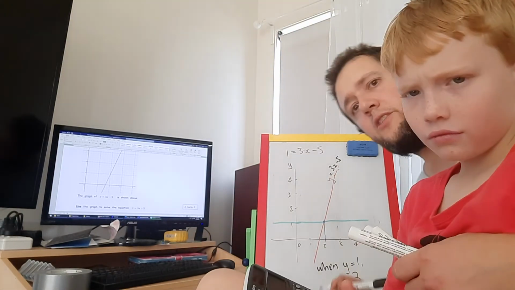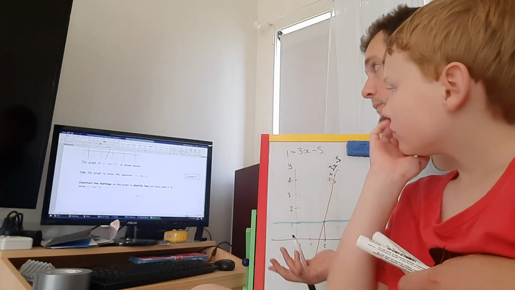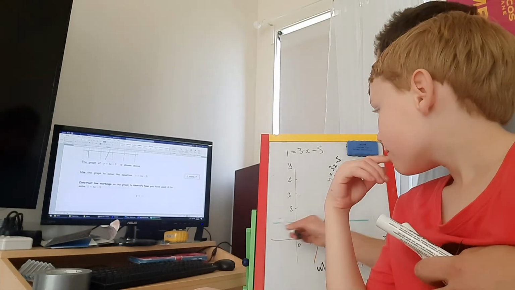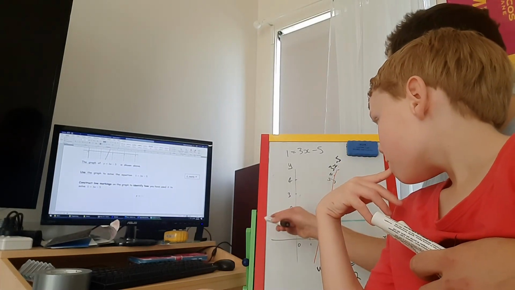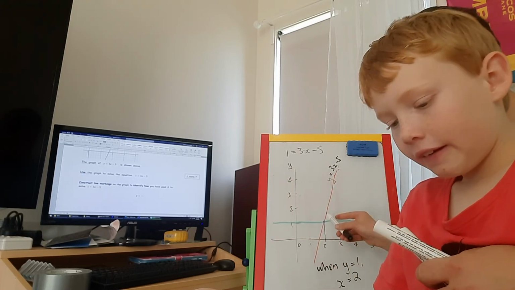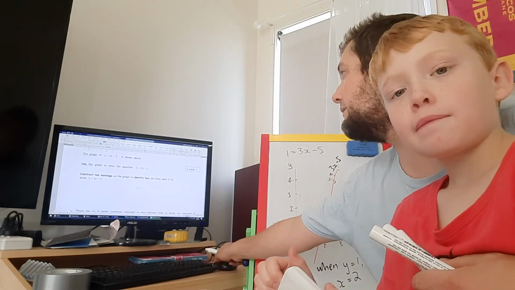So essentially, when y is 1, x is 2. And in this question it says construct line markings on the graph to identify how you used it. Well, that's exactly what you do. Draw a line where y is equal to 1, see where it cuts across your line, look down, tells you what the x value is. That's exactly the sort of lines that would be expected for that question.